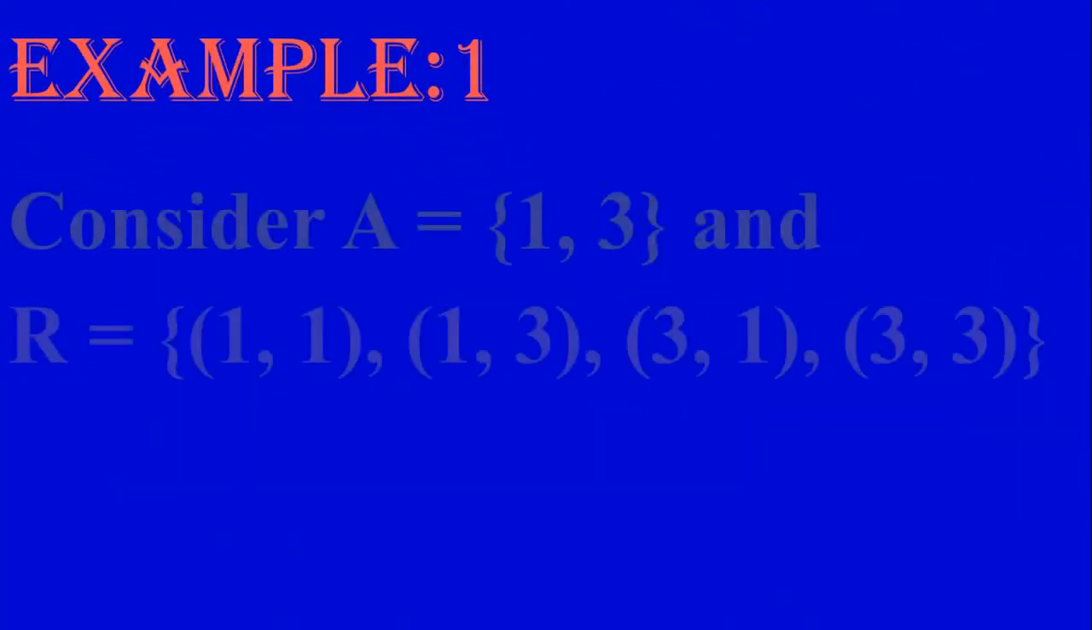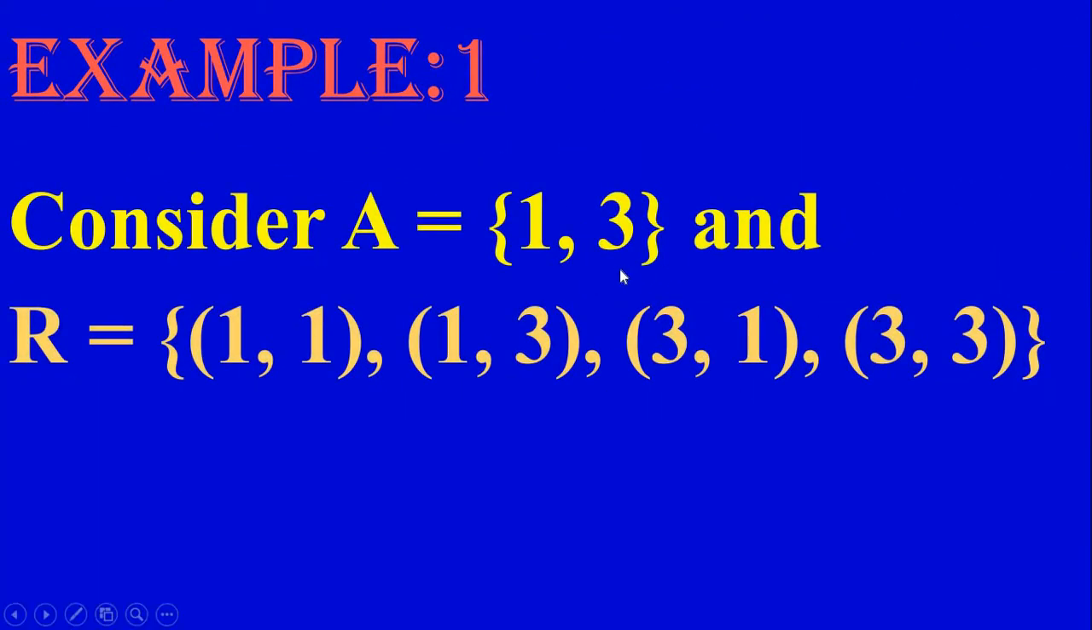We take an example. Consider set A = {1, 3} and relation R = {(1,1), (1,3), (3,1), (3,3)}. So now this relation is from A to A only, that is a relation on A. Now here we have (1,1) and here we have (3,3). So therefore this is reflexive, that is every element is related to itself. Now we check symmetric: we have (1,3) and (3,1), therefore it is symmetric.